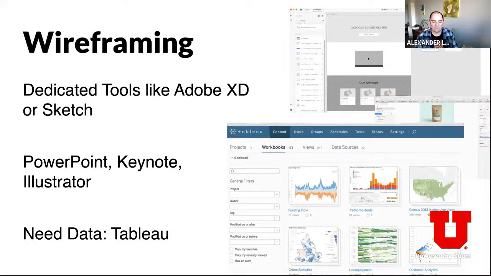And one way to sketch and explore things with data would be Tableau, because with Tableau you can create visualization designs fairly fast. They might not be exactly what you need, but you can essentially prototype with data using Tableau.